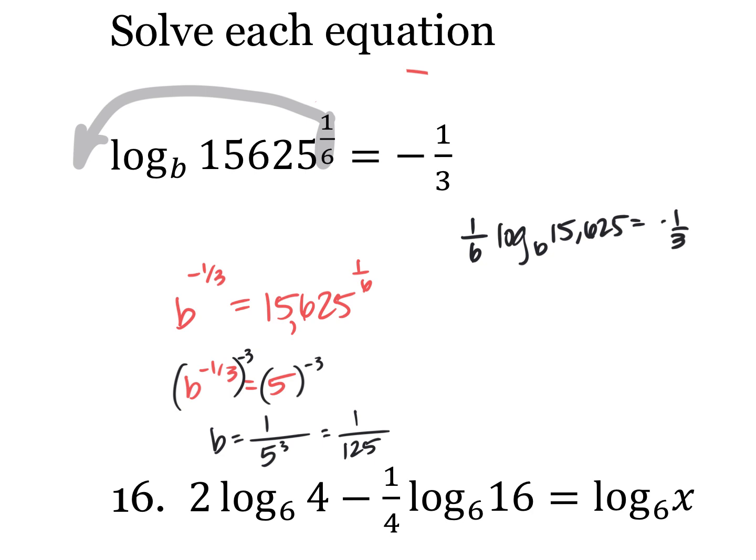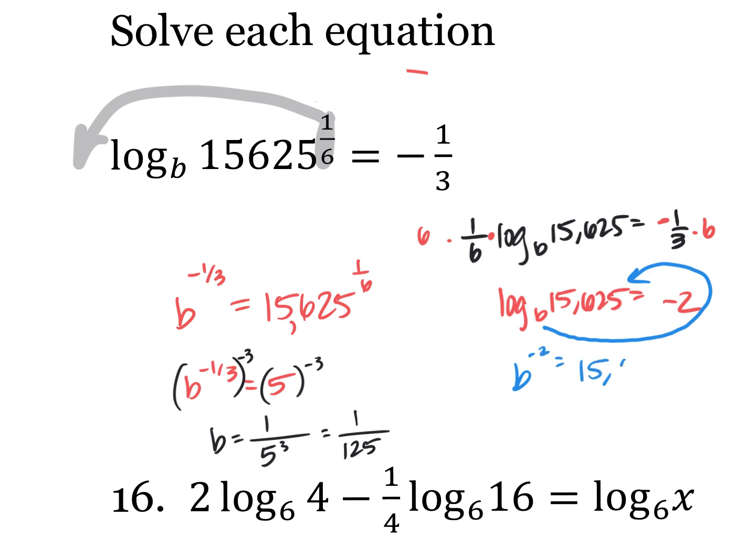Then what would you do to start getting stuff away from b? 1/6 is being what to log? So what's the opposite? Couldn't I divide out a 1/6? Is dividing by a 1/6 multiplying by 6? Okay, so I'm left with log base b of 15,625 equals -1/3 times 6, which is -2. Now let's go exponential. b to the -2 equals 15,625.